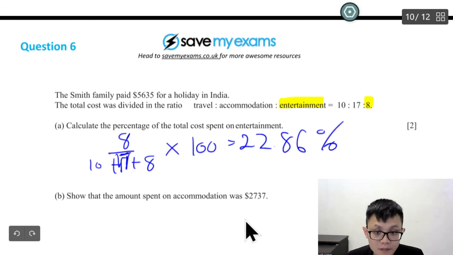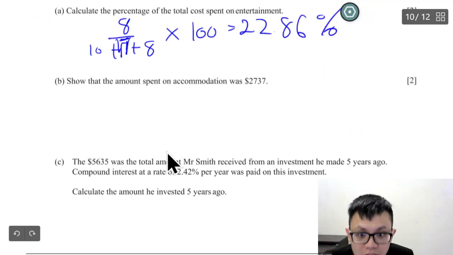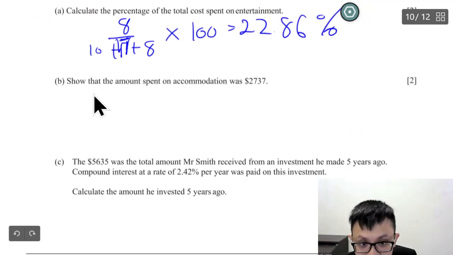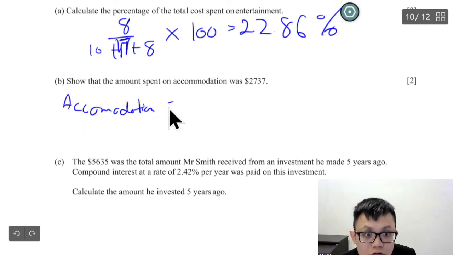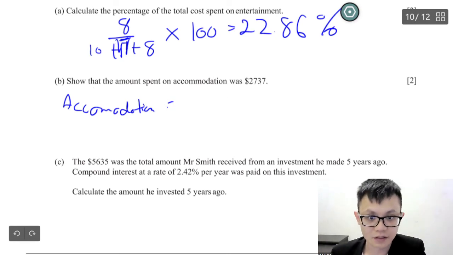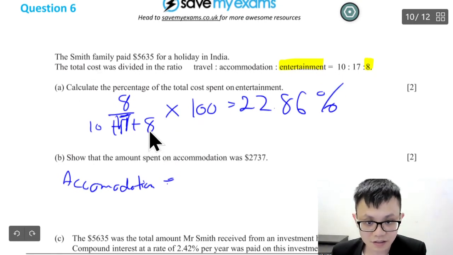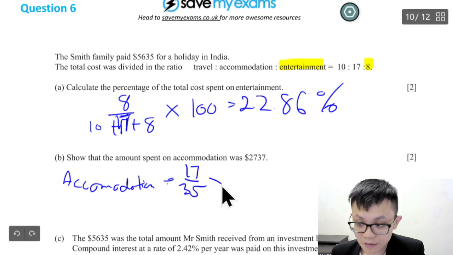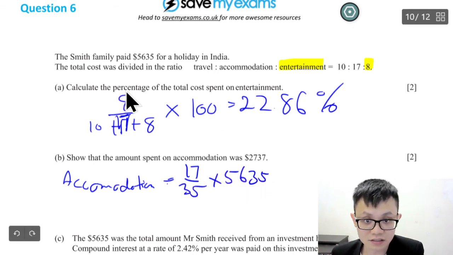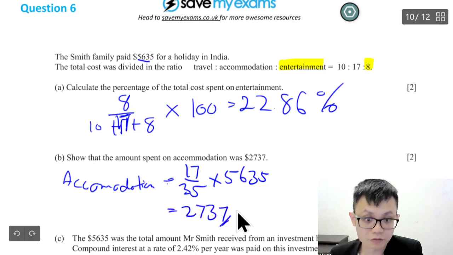Okay. So show that the amount spent on the accommodation was 2737. Okay, so for the accommodation, accommodation equals to 17, right? Because here for accommodation is 17. So I just use 17 over the total ratio is 35 times 5635, which is the total. You will get 2737. So you have proven it.